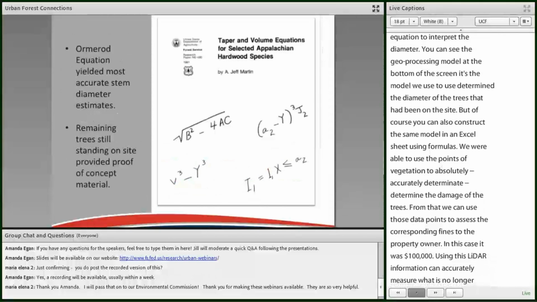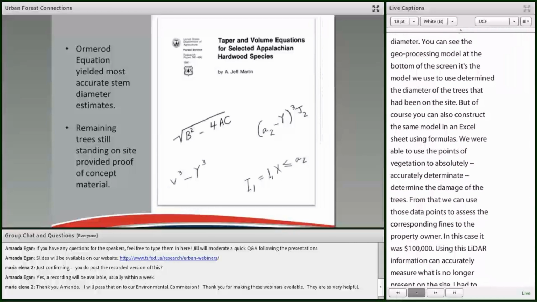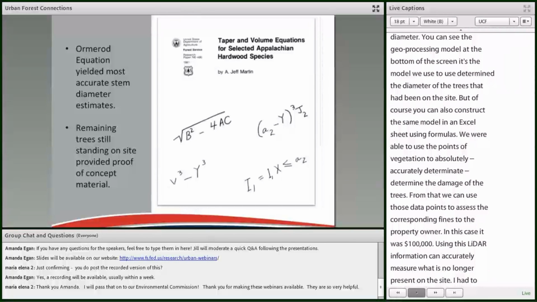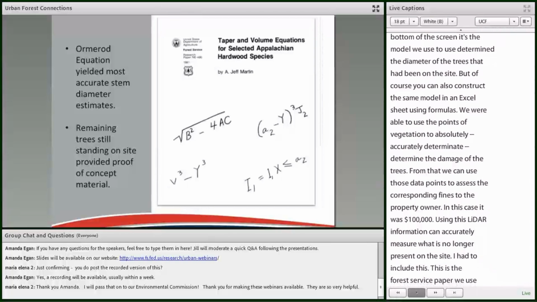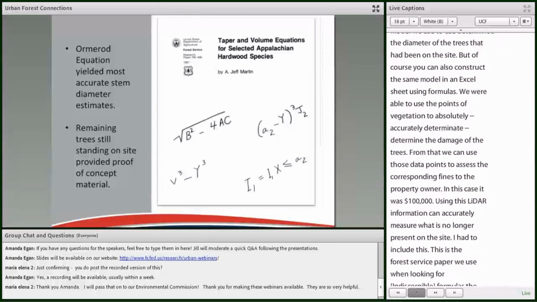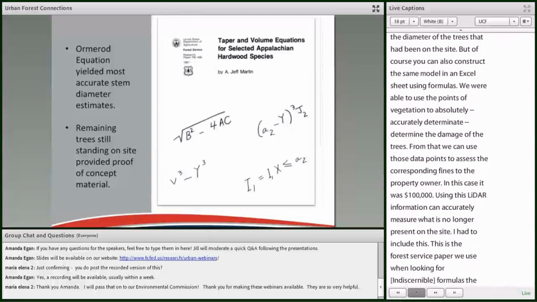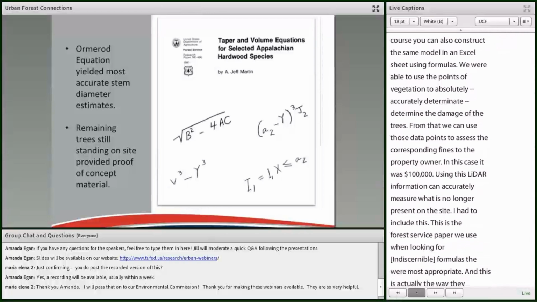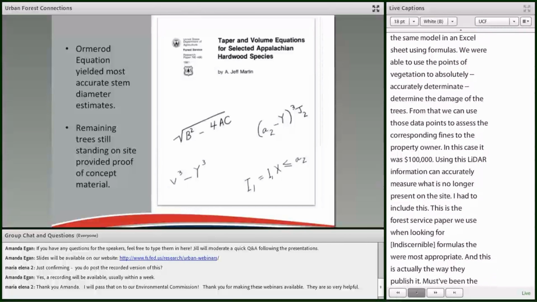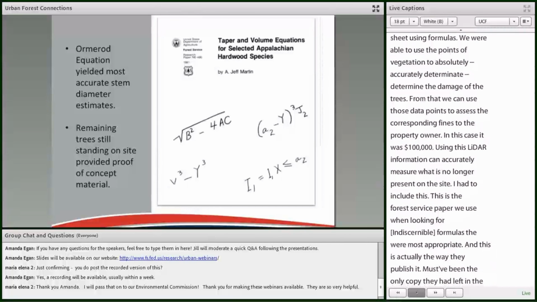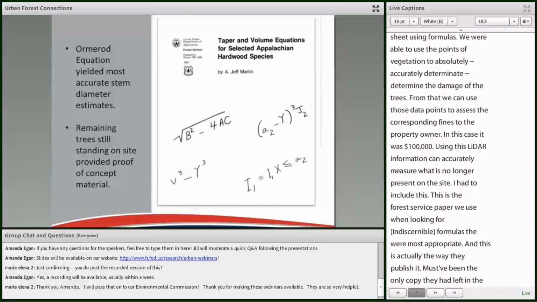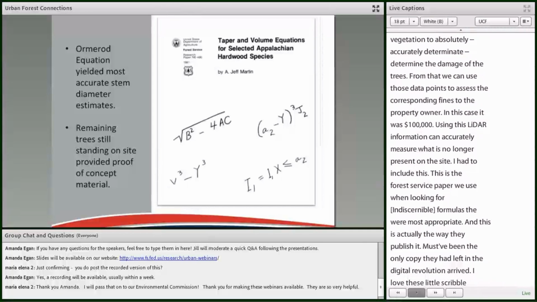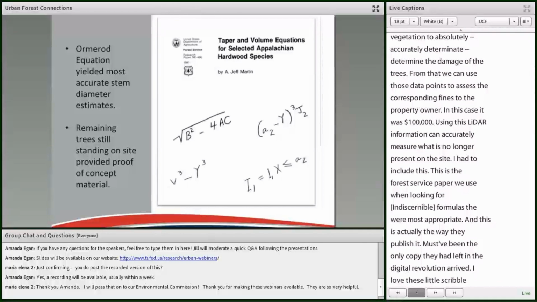And so I just had to include this slide. This is the Forest Service paper we used when looking for trunk taper formulas that were most appropriate for the project we were doing. And this is actually the way they publish it online. It must have been the only copy they had left when the digital revolution arrived. And so I just love these little scribble notations they've got on it. But in any event, it's a useful paper. If you just search for that title, you can find it.